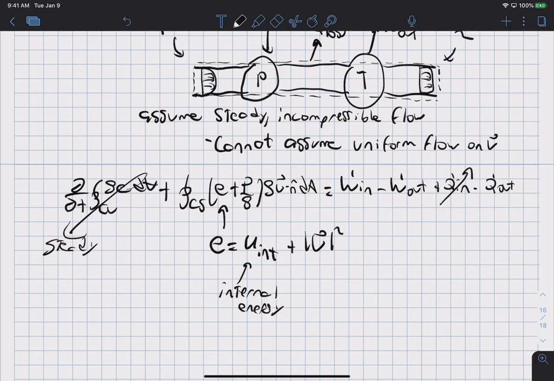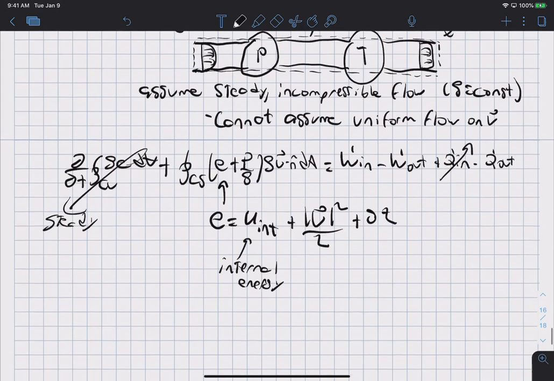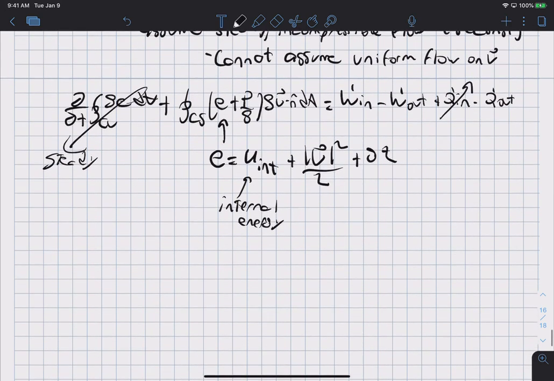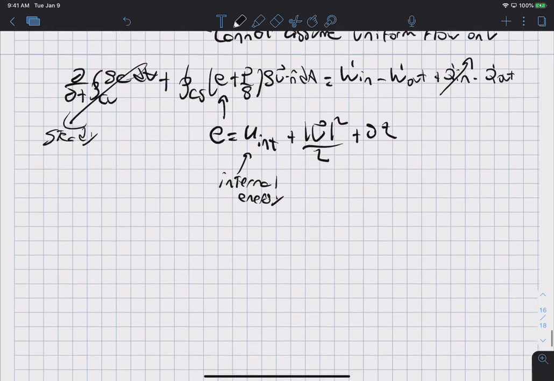Plus V squared over 2, that's the kinetic energy, plus the potential energy, gZ. Okay, and we're going to assume that rho is equal to a constant here. You can relax that if you have to down the road fairly straightforwardly. And we're also going to assume that rho, P, and the internal energy are uniform.